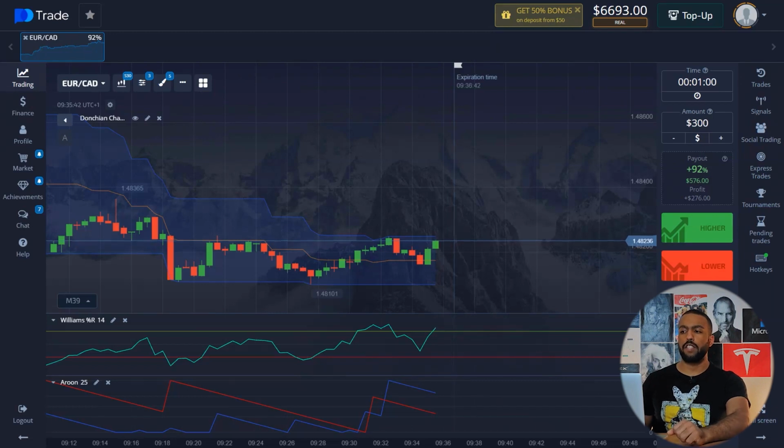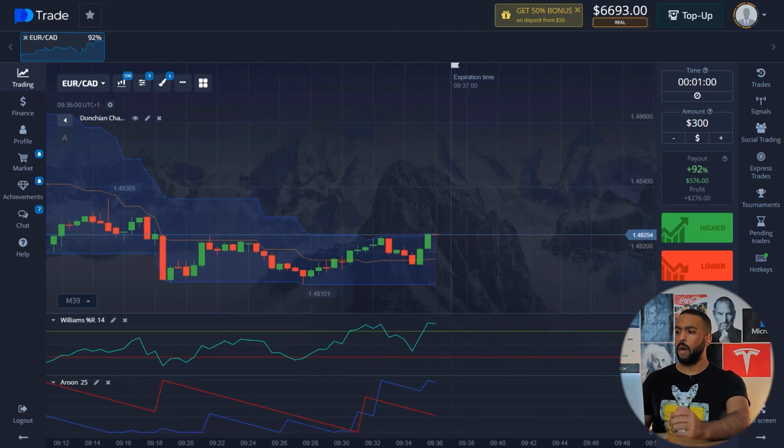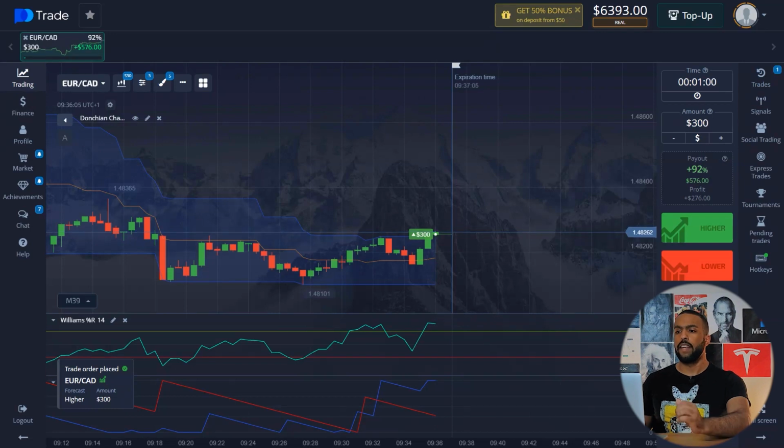Back to speaking of traders, they run technical analysis. Basically, they look at the chart and make a prediction. There are a lot of different methods in technical analysis, for example, analysis based on support and resistance levels, which is the basic one. And with the help of this analysis, I made an up trade for $300 for 1 minute. The decision was made based on the data from both the Williams and the Aroon indicators.